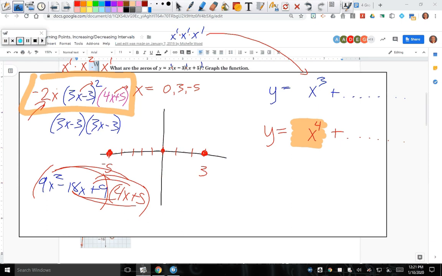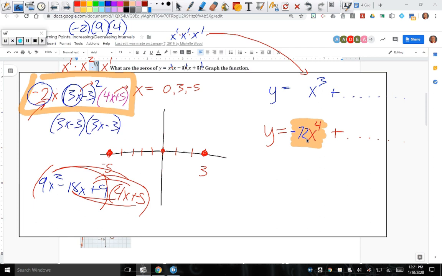But now we have to think about the leading coefficient. Here we go. This one is what? Negative 2. What's this one's leading coefficient? 9. You see it? What's the last one's leading coefficient? 4. So if I multiply all this out, what am I going to get? Negative 72.